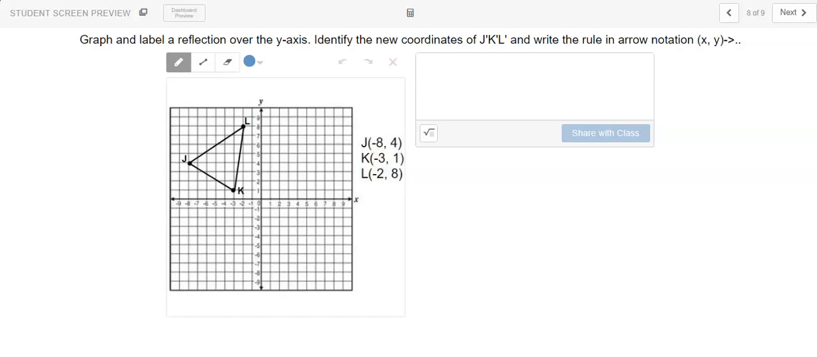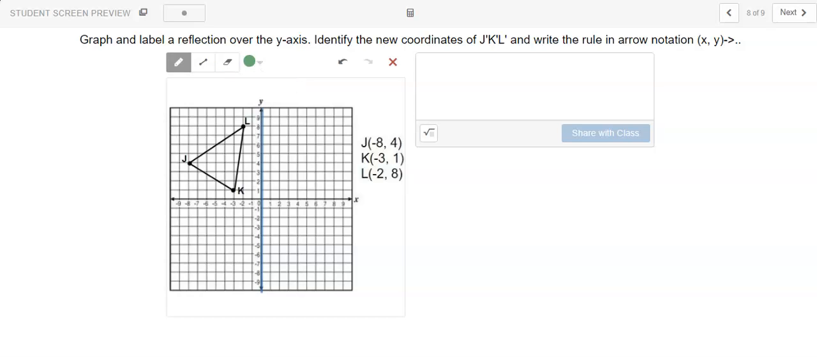Alright, so on this one I'm reflecting over the y-axis, so I need to make sure that this y-axis is in between my original and my image. Okay, so it needs to be in between my original and my image. So remember, reflection just means it's the same distance on the other side of the line.